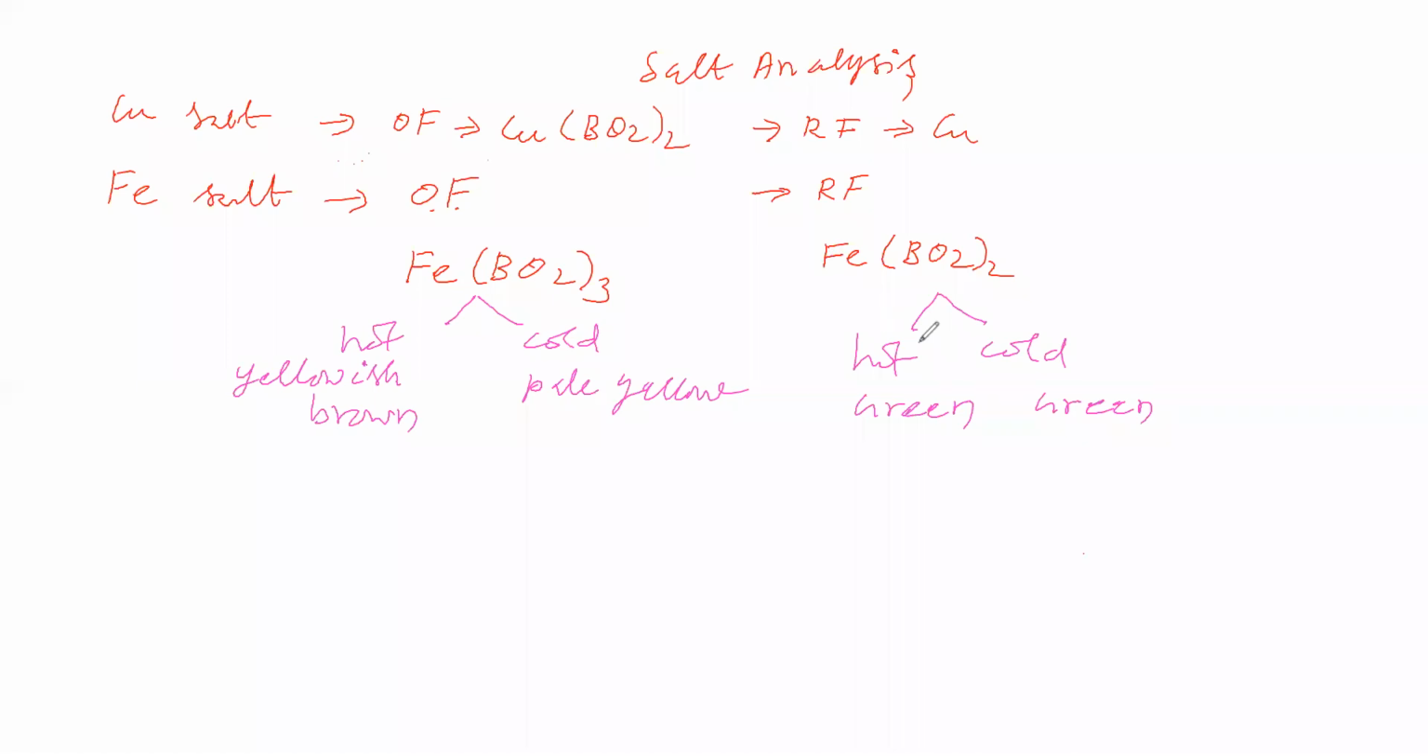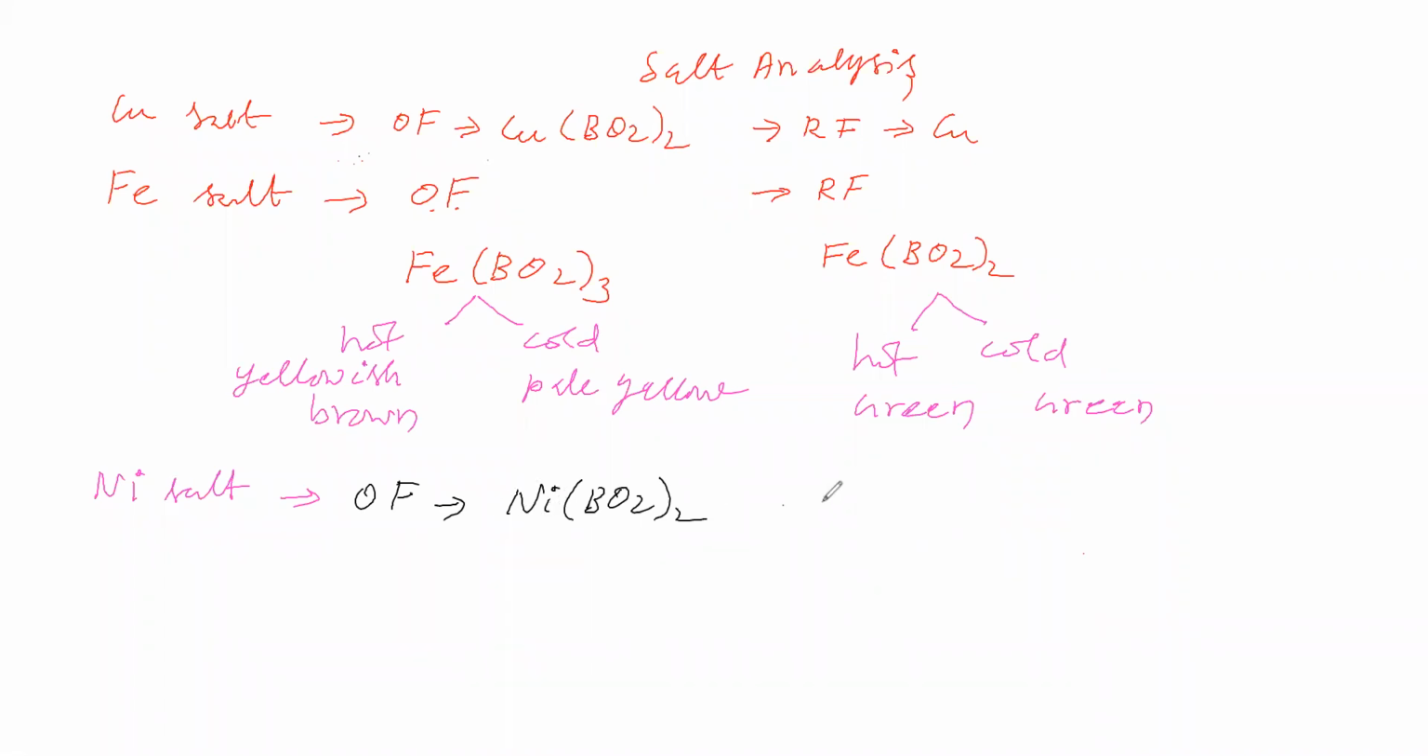Next we are taking nickel salt. In the oxidizing flame, this nickel salt will give nickel metaborate. For nickel, the +2 oxidation number has higher stability, so nickel salts are generally in the +2 oxidation state.